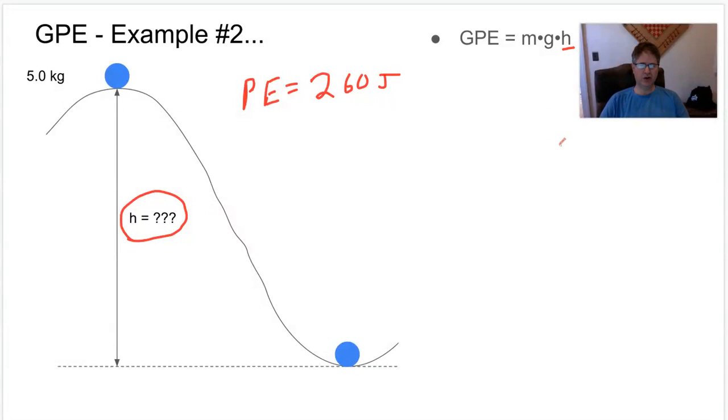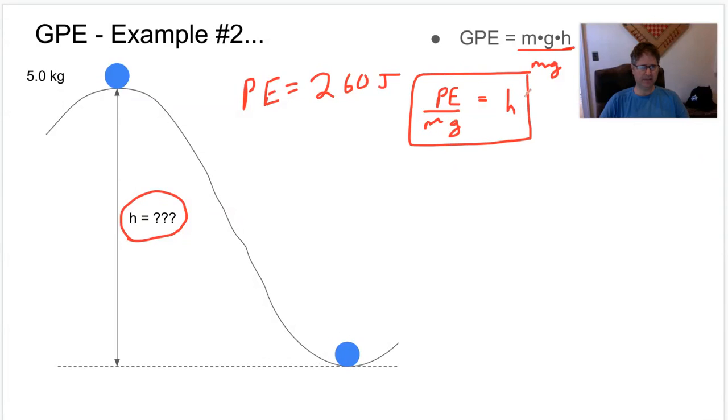So this time we don't know height. So what are we going to have to do here? Well, we're going to have to solve for h. So when I manipulate this around, if I solve for h, I hope you see pretty quickly, I'm going to do PE, kind of keep that together, equals. Now, what am I going to do here? Well, I'm going to divide both the top and bottom by mg. So if I divide by mg, that should equal my height. So we've just manipulated that equation around to solve for that.